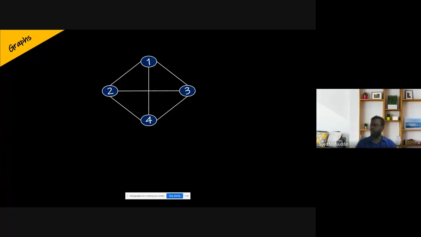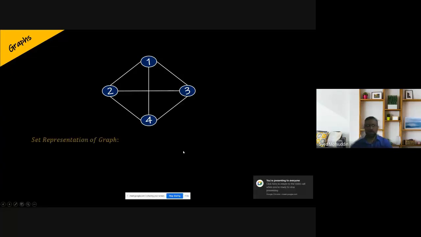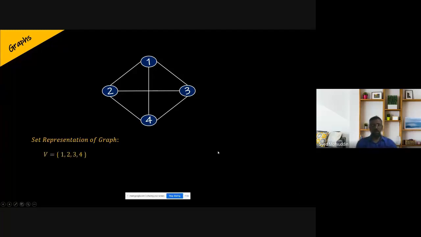So in this case, we have a set of vertices known as V. We have 4 vertices, 1, 2, 3, 4, and a set of edges, which is E. So a graph is represented using a set of vertices V and a set of edges E.